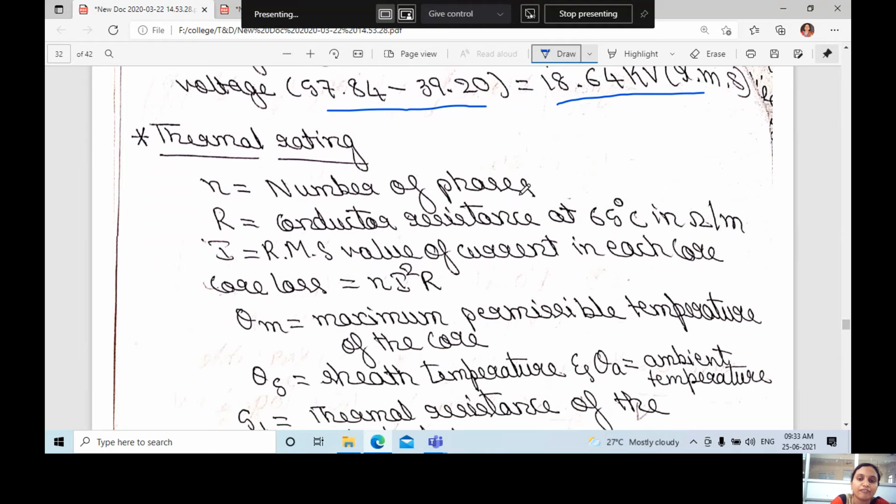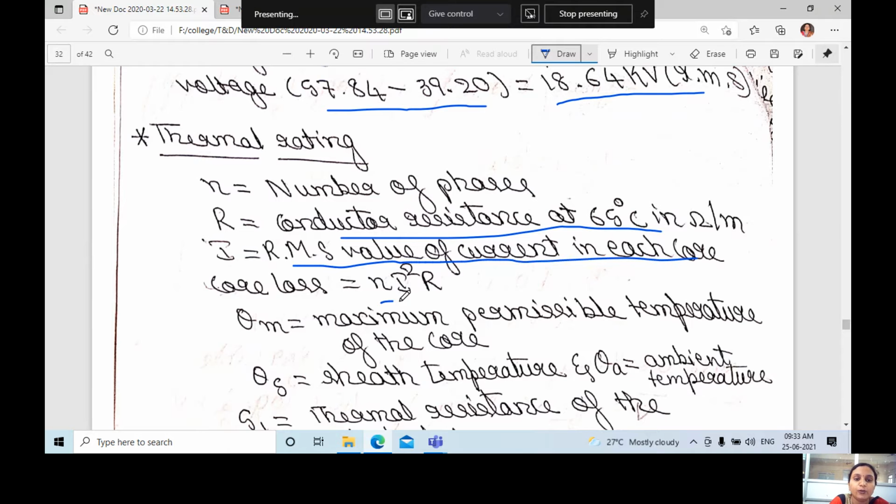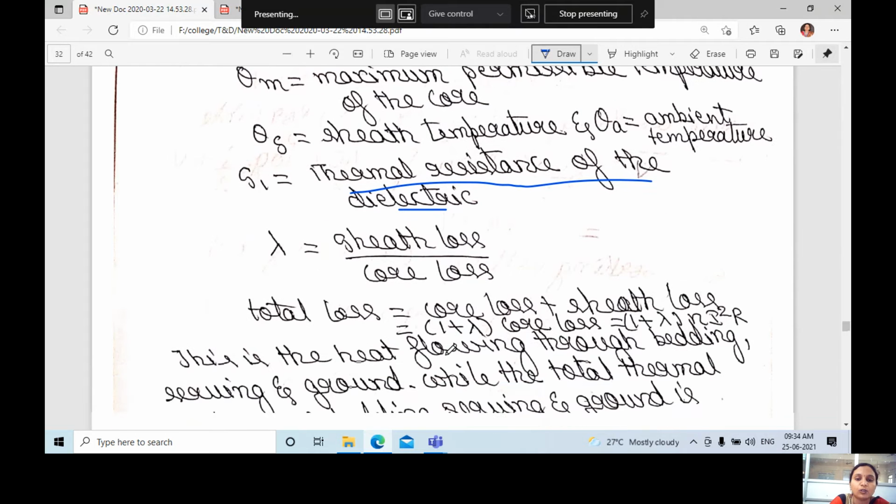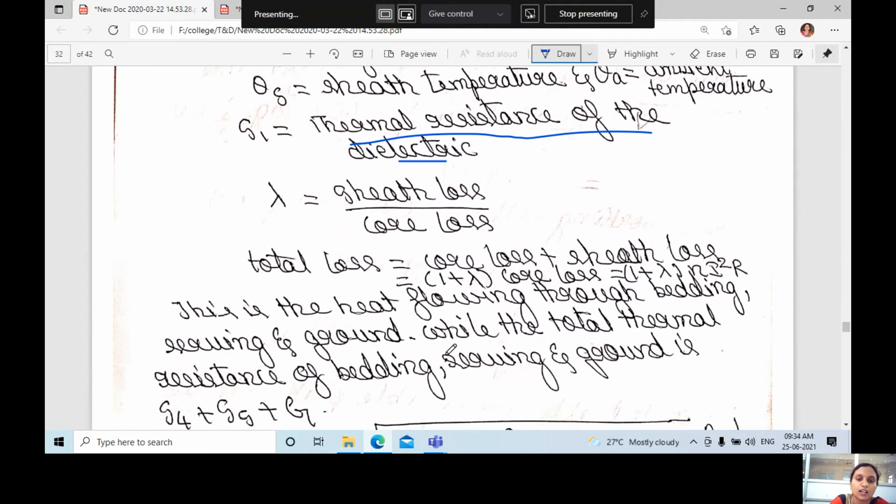Next is the thermal rating. N is equal to the number of phases, R is equal to the conductor resistance at 65 degree Celsius, and I is the RMS value of the current in each core. Core loss is equal to N into I square R. Theta M is the maximum permissible temperature of the core, theta S is the sheath temperature, and theta A is the ambient temperature. S1 is the thermal resistance of the dielectric. Lambda is equal to sheath loss divided by core loss.